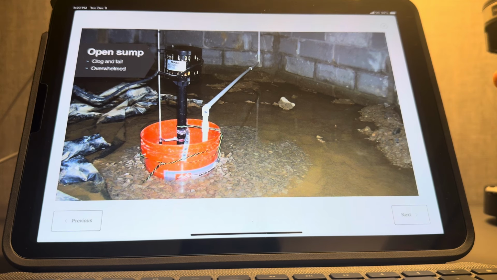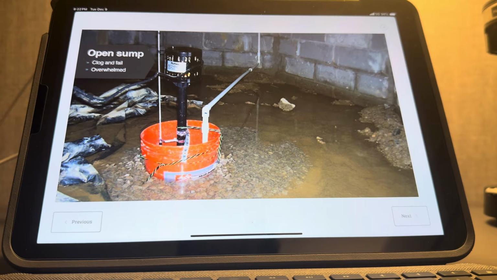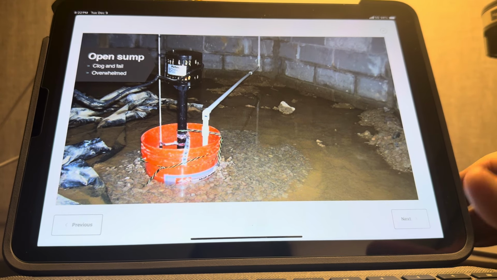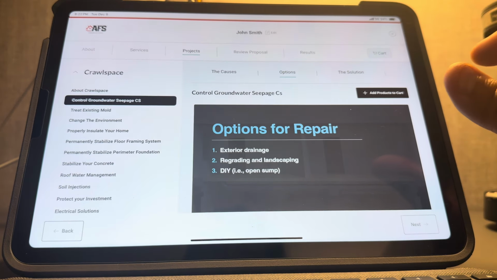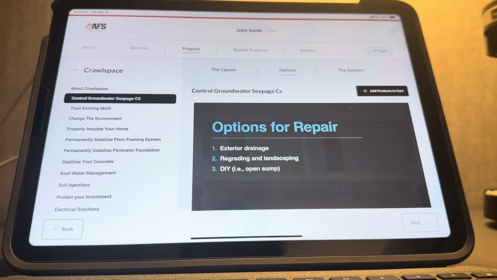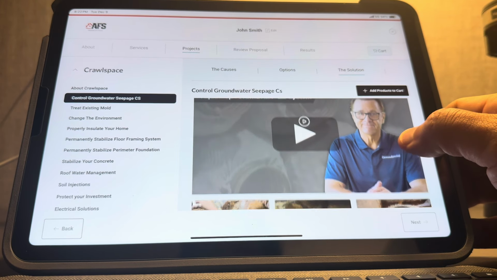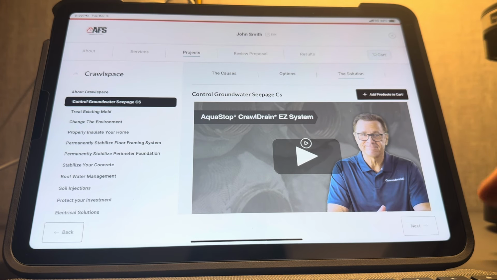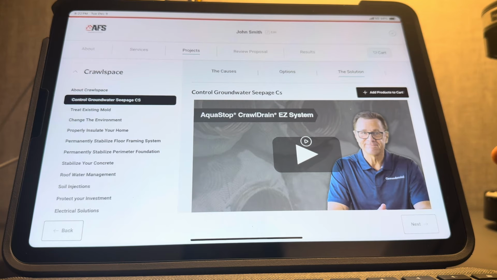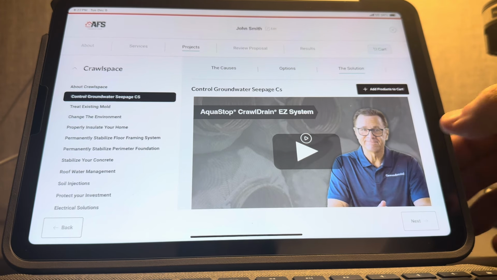And so do any of these options sound like anything that you would want to pursue and invest in? No, I didn't think so. And so having explored all the options that don't work, I'd love to talk to you about what I believe will work, and that's our solution here at Groundworks. Our engineering team has put together this short video to explain this system at a really high level. And so we'll play this AquaStop Crawl Drain Easy System video for you.